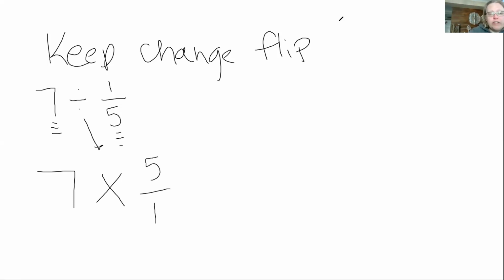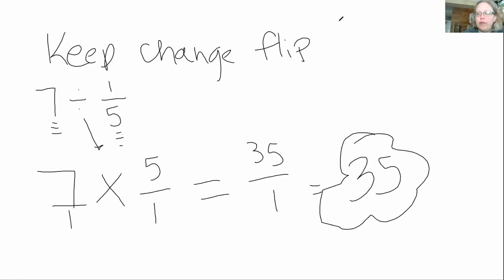Now let's go back to what we did yesterday. Since 7's a whole number, let's put a 1 under it. Now multiply across your numerators, 35. Multiply across your denominators, 1. And we know that 35/1 is 35. Woohoo.